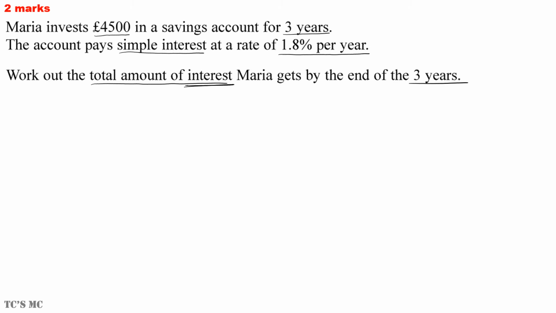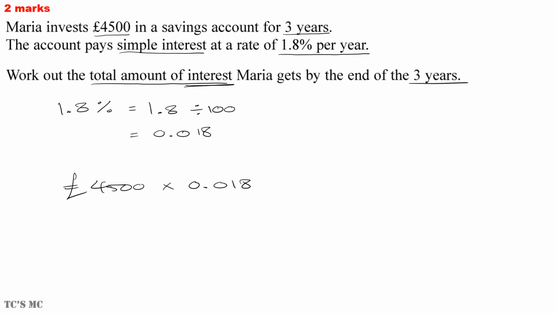I am going to use a multiplier method. So 1.8%. What is that as a decimal? I need to divide by 100. And that is 0.018. To work out how much Maria would get after 1 year, we need to do 4,500 multiplied by 0.018. But of course the question said 3 years, so multiply that by 3.